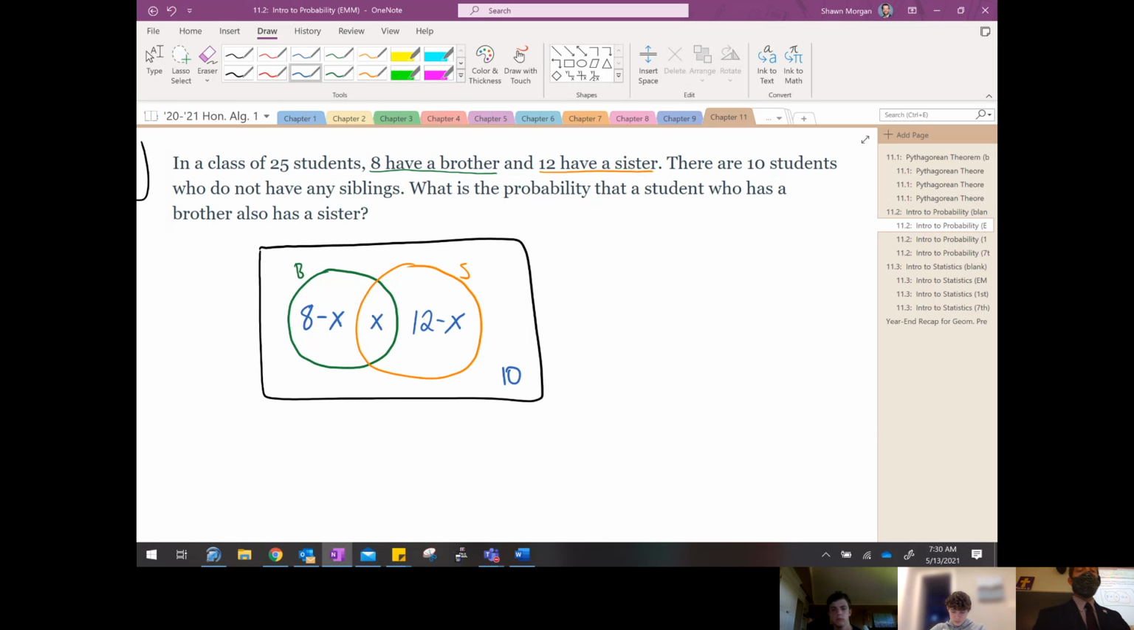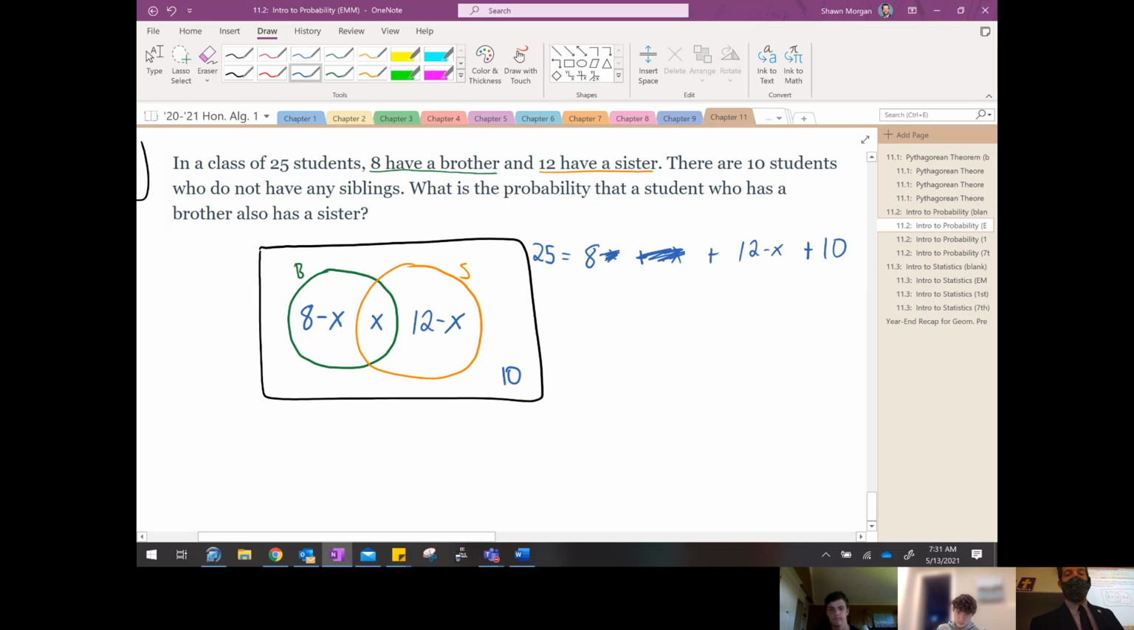Now, what did we say we could write up? We could write up a nice, neat linear equation, 8 minus X plus 12 minus X plus 10. All that's supposed to equal 25. And I guess I can fit that in right there. So we have described all of our students, the only children, the folks that have a sister only, the folks that have a brother only, and the folks that have both a brother and a sister. There's no other subset of students in this experiment. And so we've got ourselves a nice, neat linear equation. And let's see if we can solve that out.